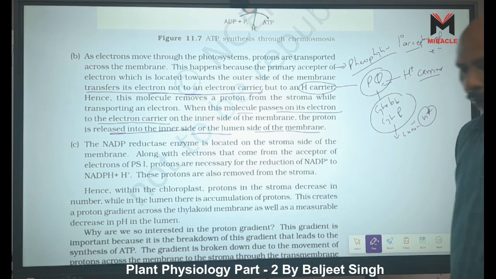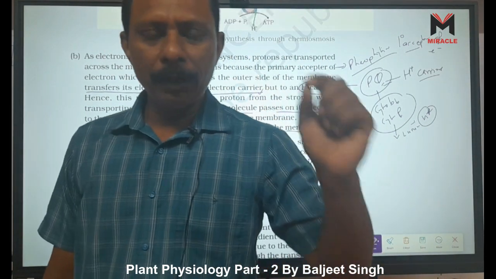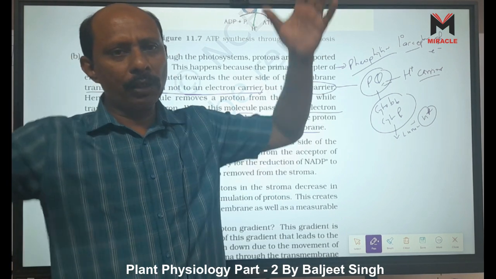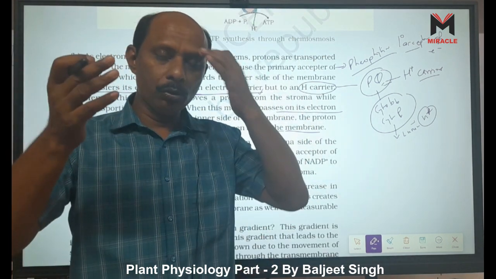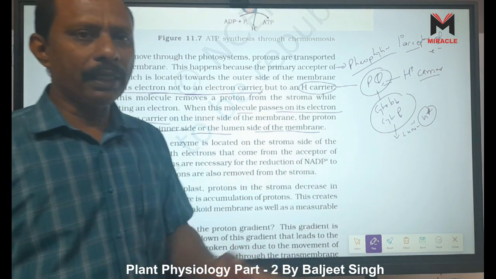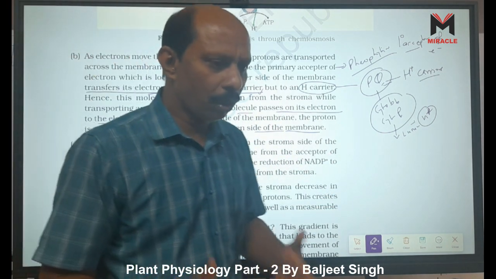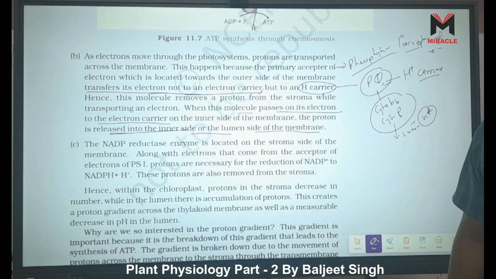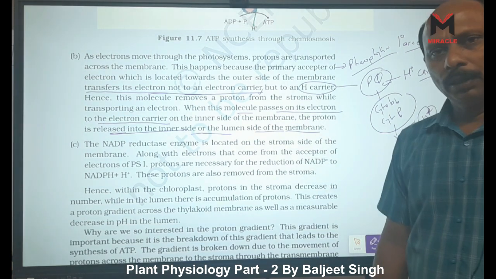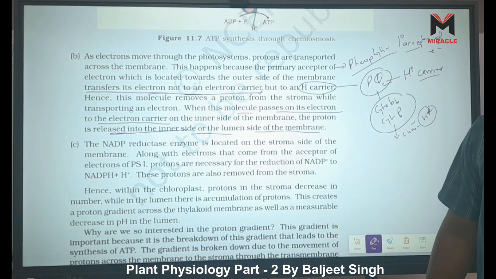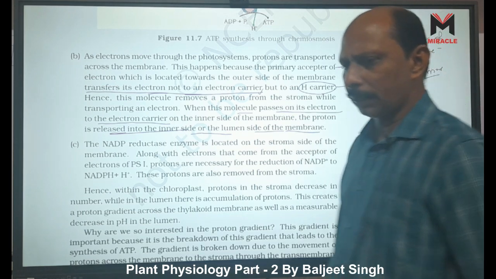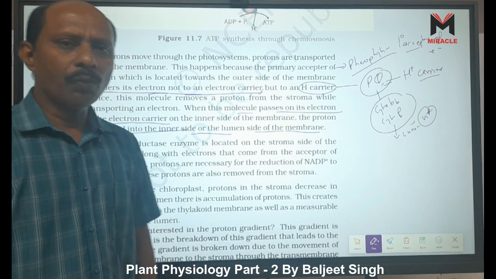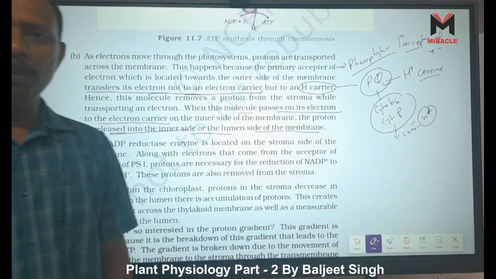Do you understand this? So one proton comes from the splitting of water. Another proton comes from the stroma to the lumen. These protons accumulate inside the lumen, and slowly the number of hydrogen ions increases. When the number of hydrogen ions increases, a proton gradient is formed, because in the stroma fewer hydrogen ions are there, and in the lumen more. If H plus ions are more in the lumen, what is the pH? The pH decreases in the lumen. You know very well.